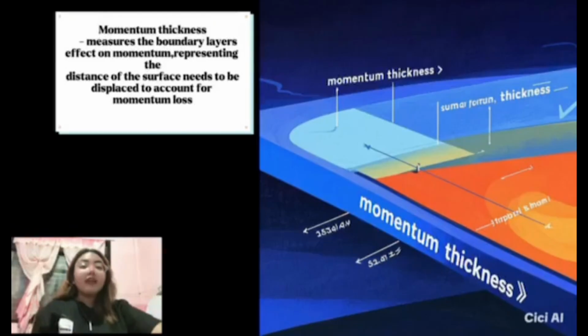In other words, it's the thickness of the fluid layer that would have been present if the boundary layer wasn't there in terms of momentum. So the displacement thickness is displaced outwards, while the momentum thickness is displaced inwards.